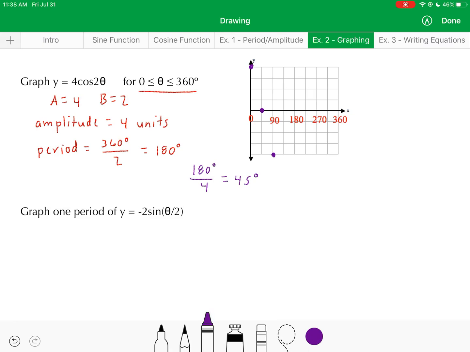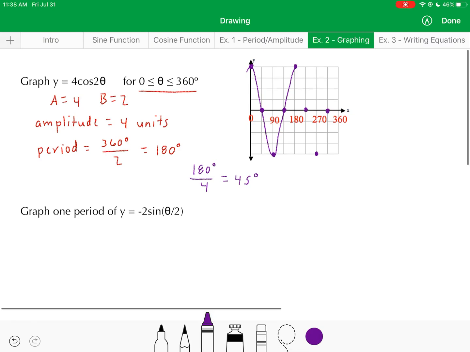Quarter of the period to the right, back up to the midline. Quarter of the period to the right, back up 4 units. So right here you're seeing 1 full cycle. And then from there, the pattern repeats itself. So now at 225, I'm at 0. 270, I'm at -4. 315, I'm back to 0. And then 360, I'm back up at 4. See how I'm seeing 2 full cycles. If the period's 180 and I'm graphing between 0 and 360 degrees, I'm getting 2 cycles.